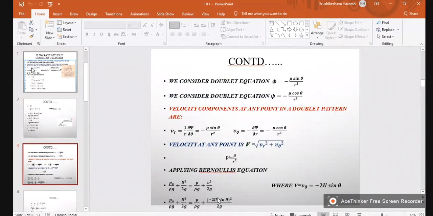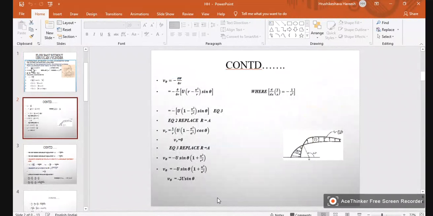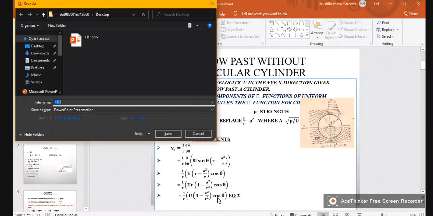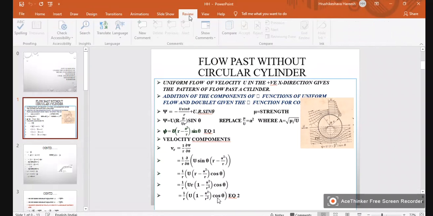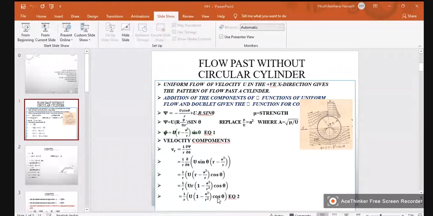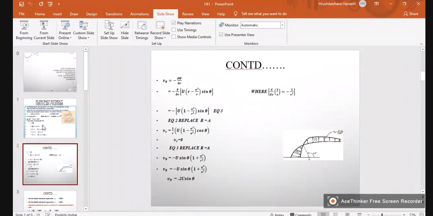Explain from after V_R and V theta. No, put the slide back. Next to that, not that one. Equation 2. Where is equation 3? That is cancellation. V_R is equal to 0, sir, in that equation. How? R is equal to A, sir.